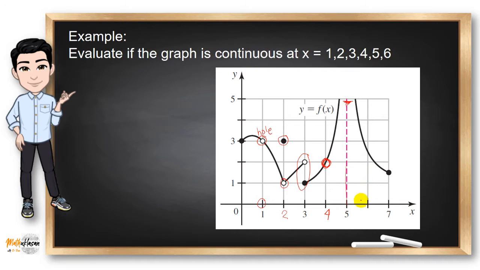Pero sa 6, pag tinignan natin yung 6 dito, ayan, defined yung point natin dyan at walang hole nor gap, walang vertical asymptote. So, ibig sabihin, it's continuous at 6. Okay? So, continuous yung graph natin at 4 tsaka yung 6.